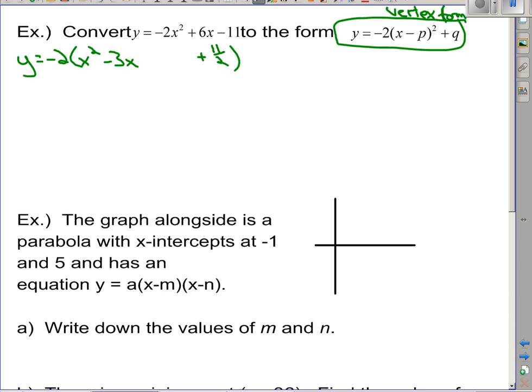Alright, now I need to take half of the middle term and square it. Half of -3 is easy. It's -3 over 2. Square that. That'll be 9 over 4.